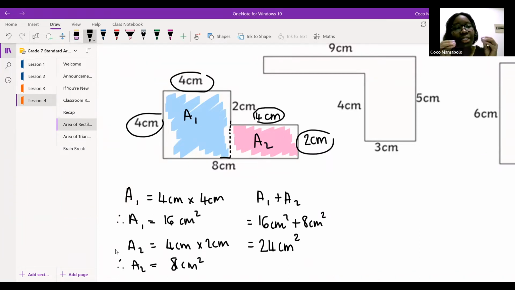That squared part is very, very important. Okay. All right.